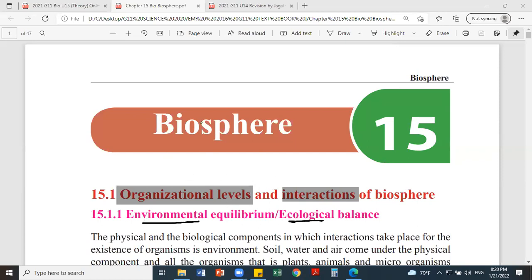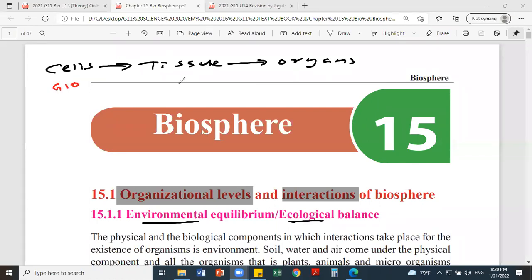Before the organizational levels of the biosphere, you have done the organizational levels of the living organism, in grade 10 and 11. Can you remember? Cells combine to form tissues. Cells you learn in grade 10, unit 6: animal cell, plant cell, microorganism, bacterial cell. Tissues you learn in grade 11 unit 1, living tissues. Then tissues combine to form organs, and organs combine to form systems. Organs and systems you learn in grade 11 unit 6.